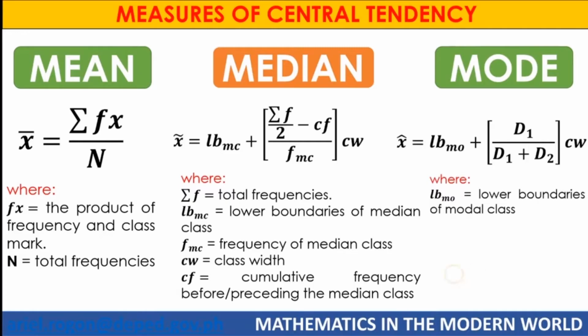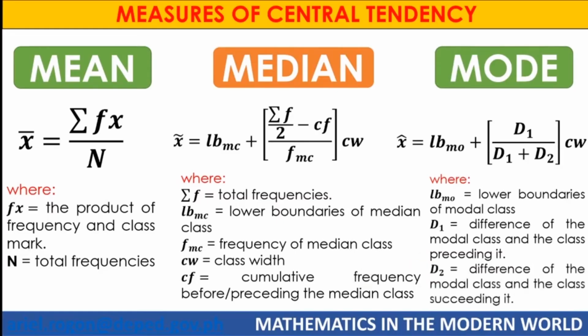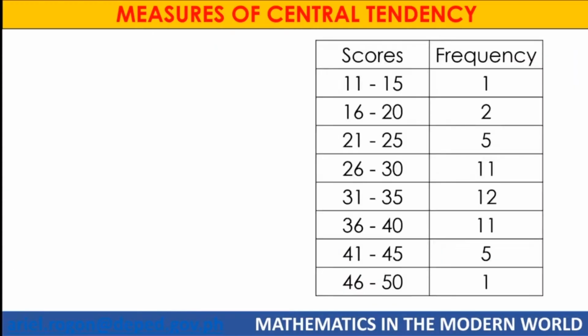D sub 1 is the difference of the frequency of the modal class and the class preceding it. And D sub 2 is the difference of the frequency of the modal class and the class succeeding it. Now, to understand this more, let us try to have some example. Okay, so we have this particular table.